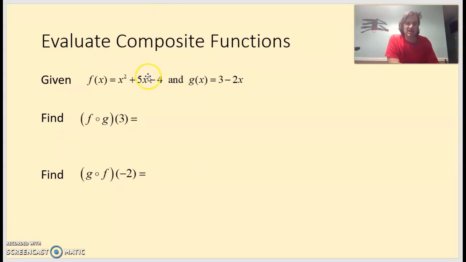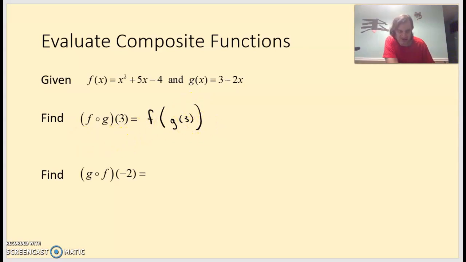I'm going to use the same functions. f of x equals x squared plus 5x minus 4, and g of x equals 3 minus 2x. So I'm going to do a couple things here. I've got f of g of 3. So remember what I said. This is the same thing as f that takes g of 3 as an input.